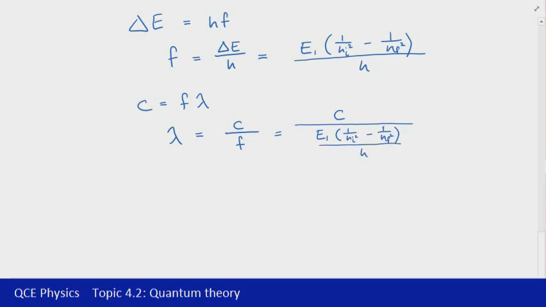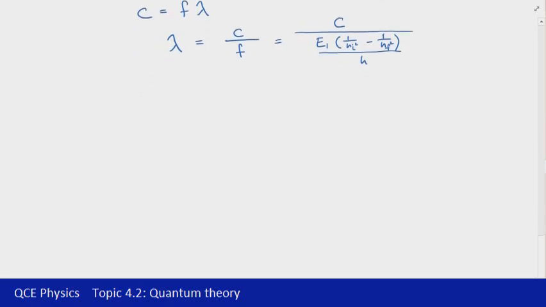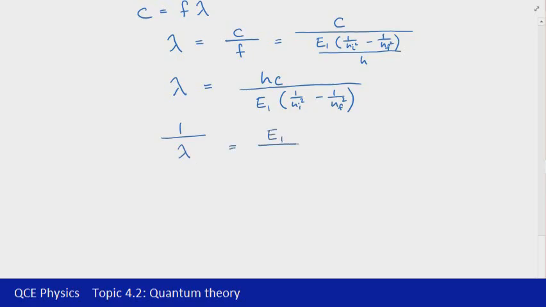Now if we simplify that a little, if we're dividing by a fraction, we can multiply by the inverse. So we can then write that lambda is equal to hc over E1 outside the bracket, 1 on Ni squared minus 1 on Nf squared. And at this stage we're going to just find the inverse. Because we've got this fraction with fractions in it still, we're going to flip that and turn it into 1 on lambda is equal to E1 on hc. So I'm going to also factorise those terms out the front, and then we're left with 1 on Ni squared minus 1 on Nf squared.